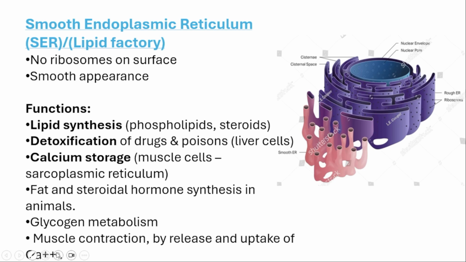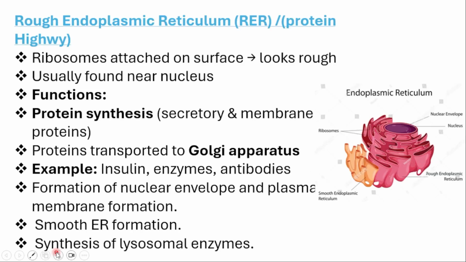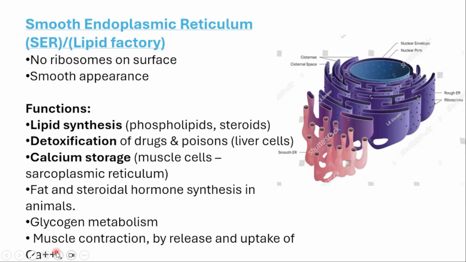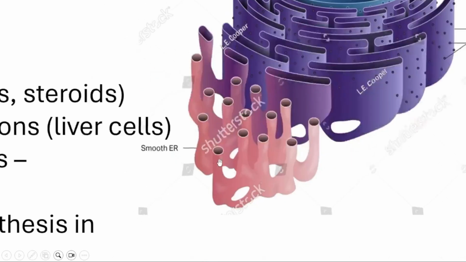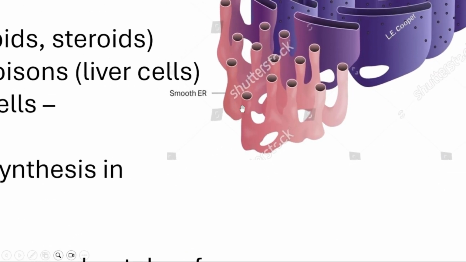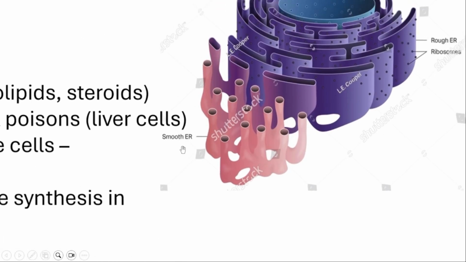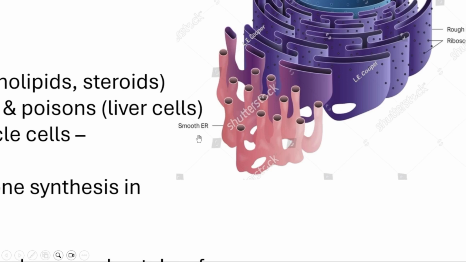It is said to be a lipid factory because it synthesizes lipids. As we know, RER is said to be a protein highway because it synthesizes protein. So SER is said to be a lipid factory because it synthesizes lipids. No ribosomes on the surface, so it appears smooth. That's why it is said to be a smooth endoplasmic reticulum. Now let me show you this one. This one is the smooth endoplasmic reticulum where the ribosomes are absent.